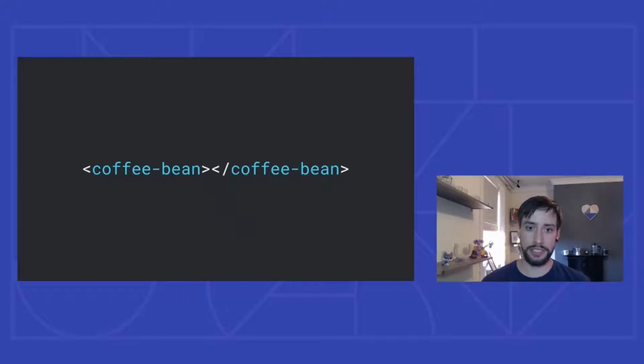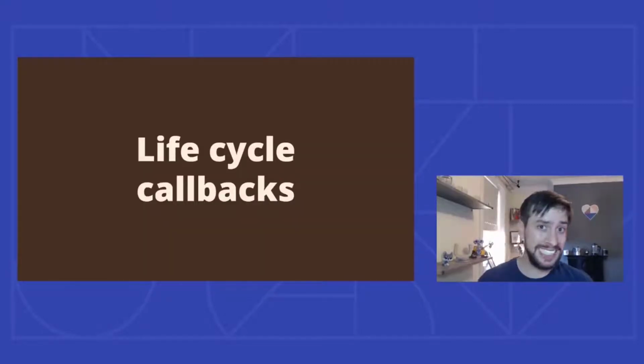Now, this is what it looks like. Again, we've seen some examples of other custom elements or web components. This is what our coffee bean looks like. Now, we've heard a little bit about lifecycle callbacks, and I'd like to go a little bit deeper into what these are. If you've used something like Vue or React or Angular, all of those technologies, this is probably quite familiar to you already.